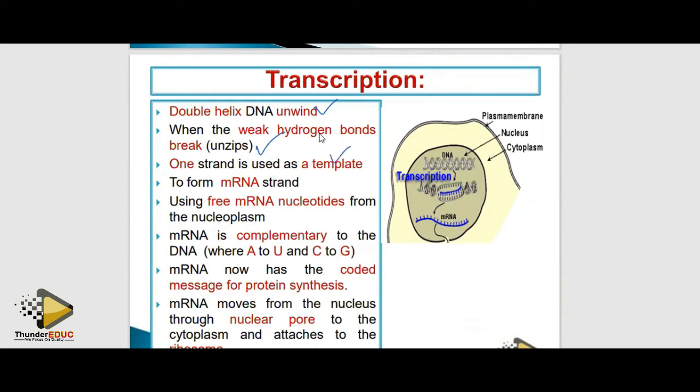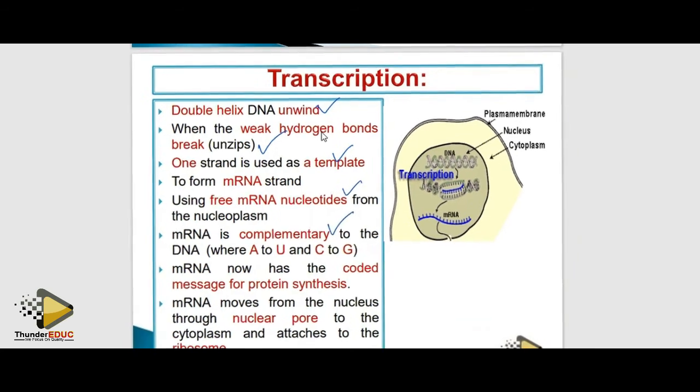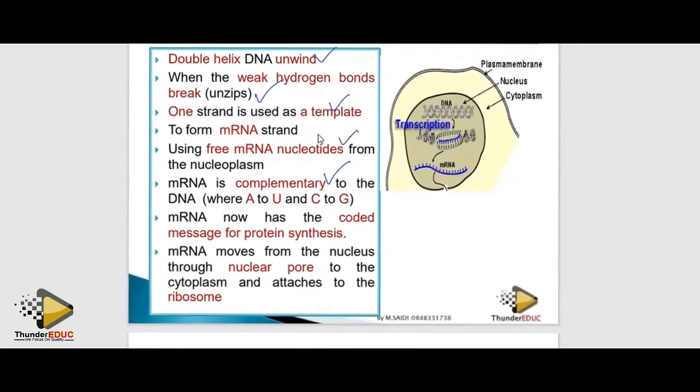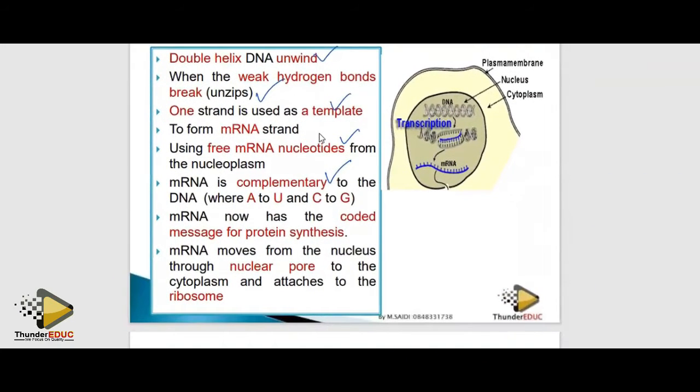One strand. This is very important. Sometimes they say two strands. No. One strand will act as a template for the formation of messenger RNA using the free messenger RNA nucleotides. Then they're saying that the messenger RNA is complementary to DNA, whereby A goes with U and C goes with G. Remember, this is transcription. You are forming messenger RNA.